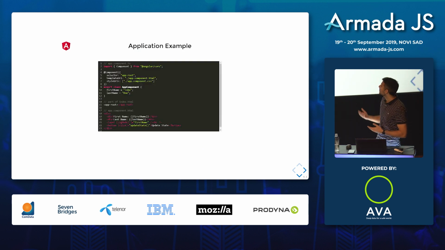So this is basically a simple example. Angular uses TypeScript, so we have some component defined. Selector is basically the name of the HTML tag where the component will be rendered. We have template, CSS, and this is the simple component template. Again, we have some expressions. We have ngModel, which does two-way binding. We have a click handler. Nothing special about this one.